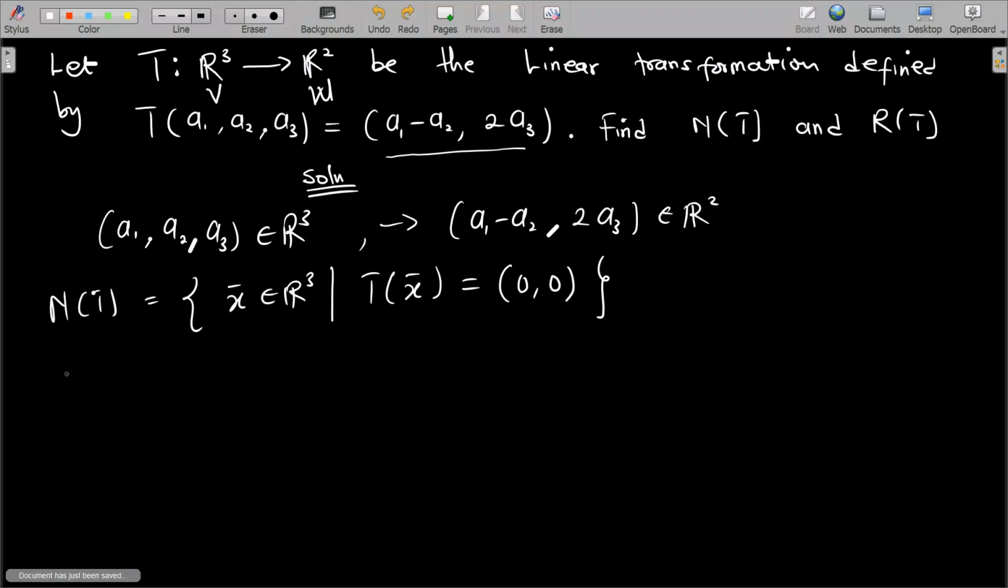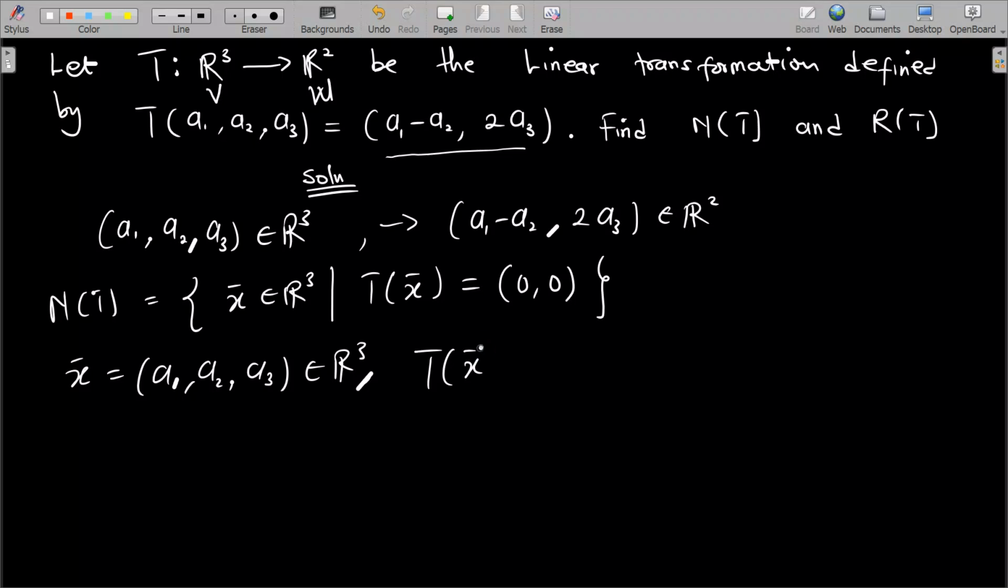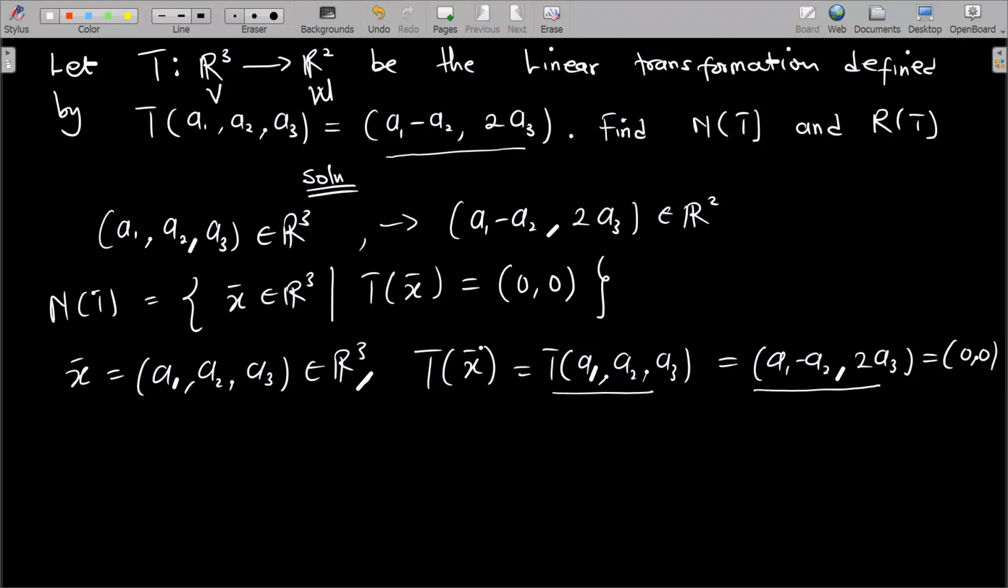It means that I'm looking for any x equal to (a1, a2, a3) in R3, such that the transformation of x, which is the transformation of (a1, a2, a3), is defined to be (a1 minus a2, 2 a3), and it should give me the 0 vector. So I'm looking for all the x's such that when I transform them, the output should give us (0, 0).